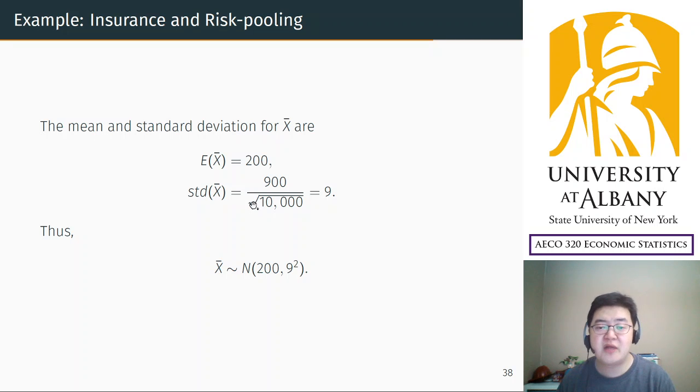So the denominator is the square root of the sample size, which is now the square root of 10,000, which equals 100. So 900 over 100 equals 9. So the standard deviation is only 9 now. It was 90 in the previous case where there are 100 customers. And therefore, we have the mean and standard deviation, so you have the parameters for the normal distribution.